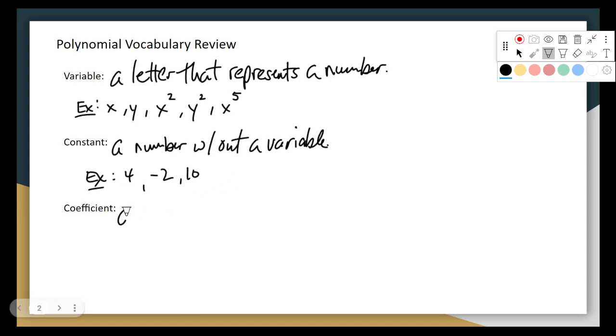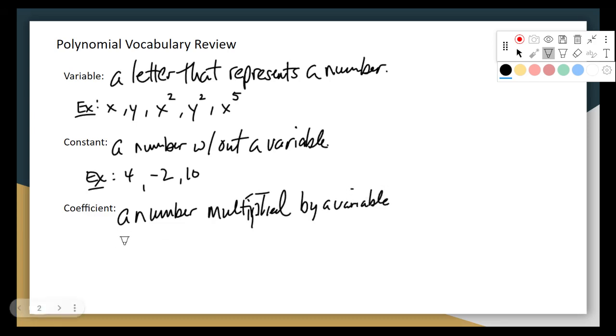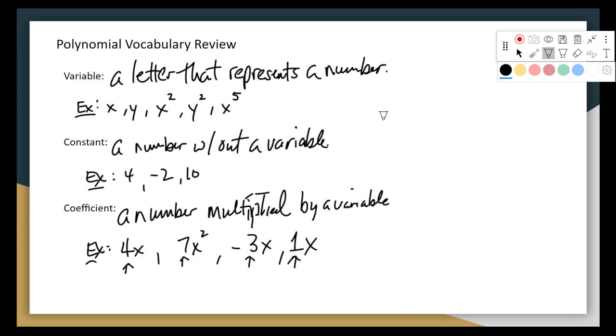A coefficient is a number multiplied by a variable. So, for example, if I had 4x, 4 is my coefficient. 7x squared, 7 is my coefficient. -3x, -3 is my coefficient. If I have x, then 1 is my coefficient. There's a 1 before the x, you just don't see it. So that's an example of a coefficient. All these definitions you've seen before.